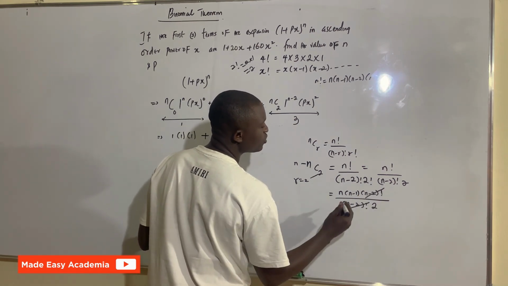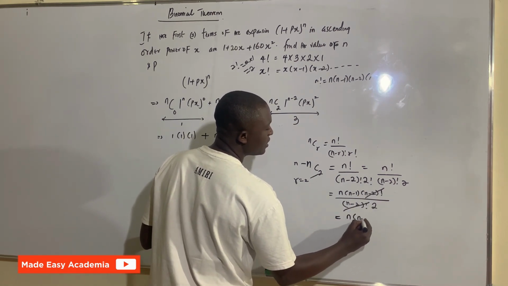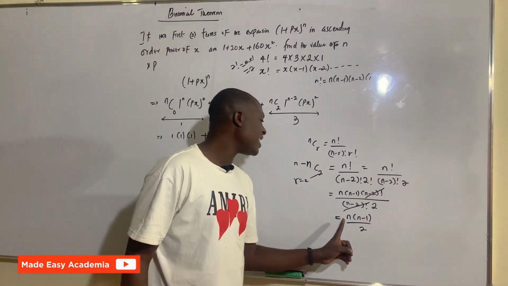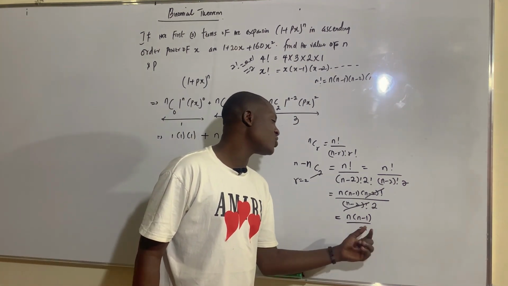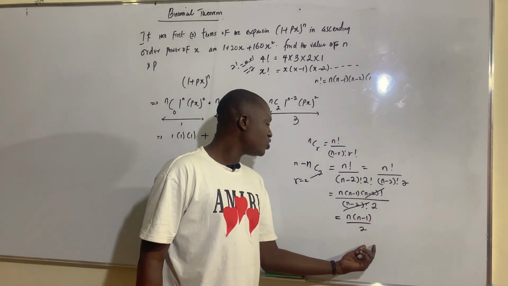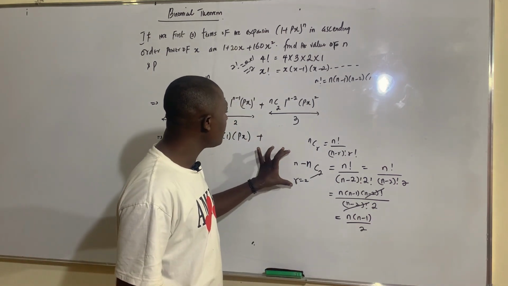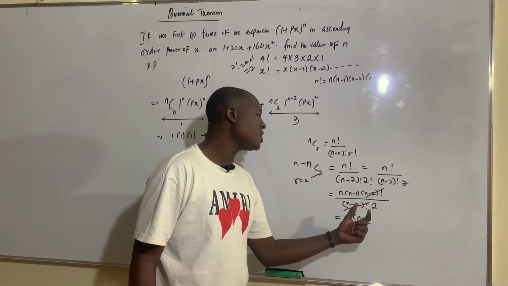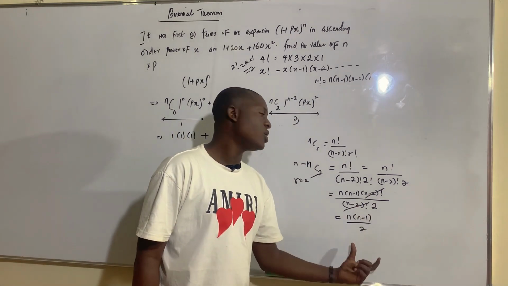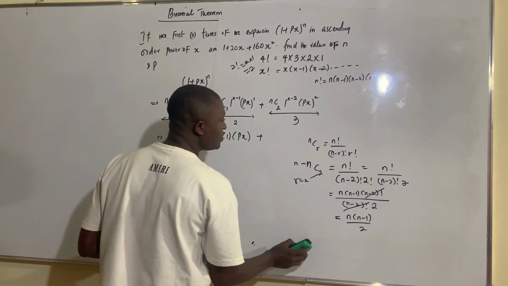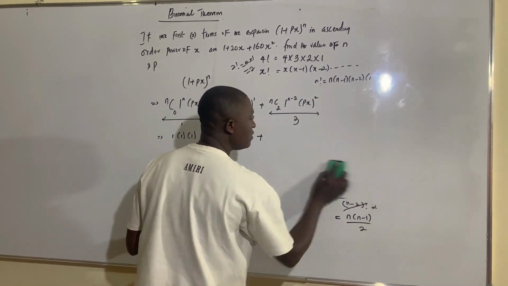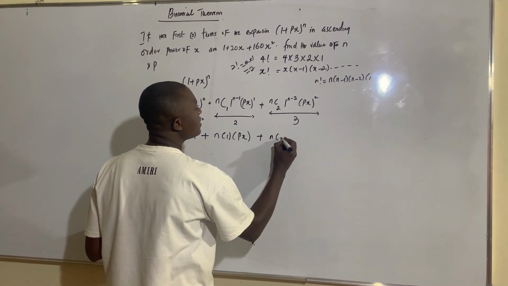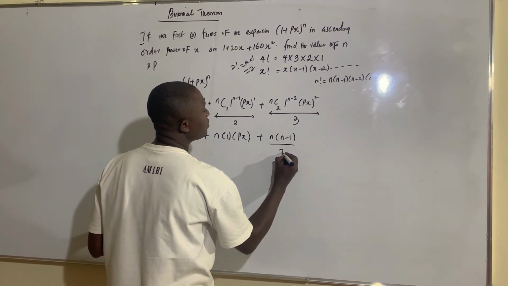If this cancels this, all we have left now is n times n minus 1, all over 2. You can clearly see this is n bracket n minus 1, all divided by 2. So that means the value of n combination 2, as required here, is nothing but n bracket of n minus 1 over 2. So I can easily substitute the values here now.